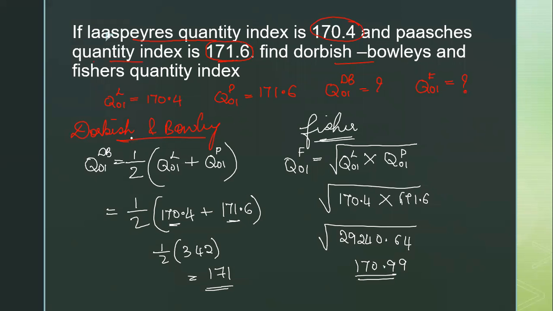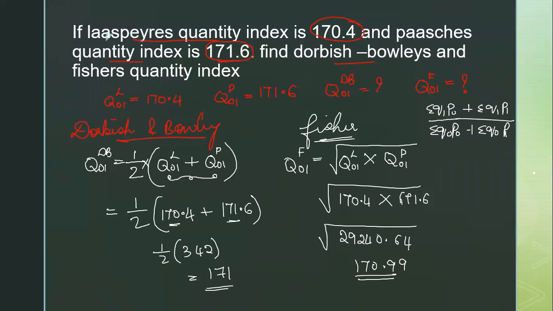See, in Drobisch and Bowley, the first thing is you have to add. After you add, you can either directly divide by 2 or multiply by 1 by 2. In the full formula, it is summation Q1 P0 plus summation Q1 P1, divided by summation Q0 P0 plus summation Q0 P1.